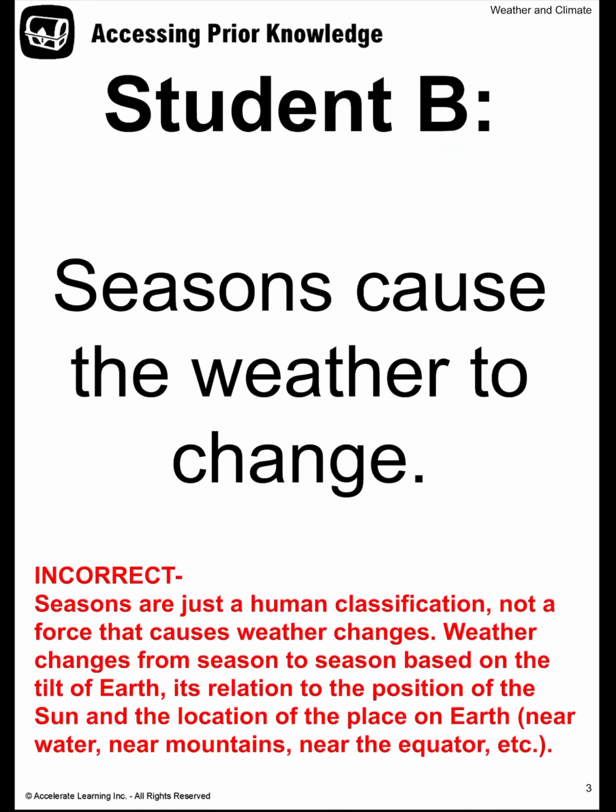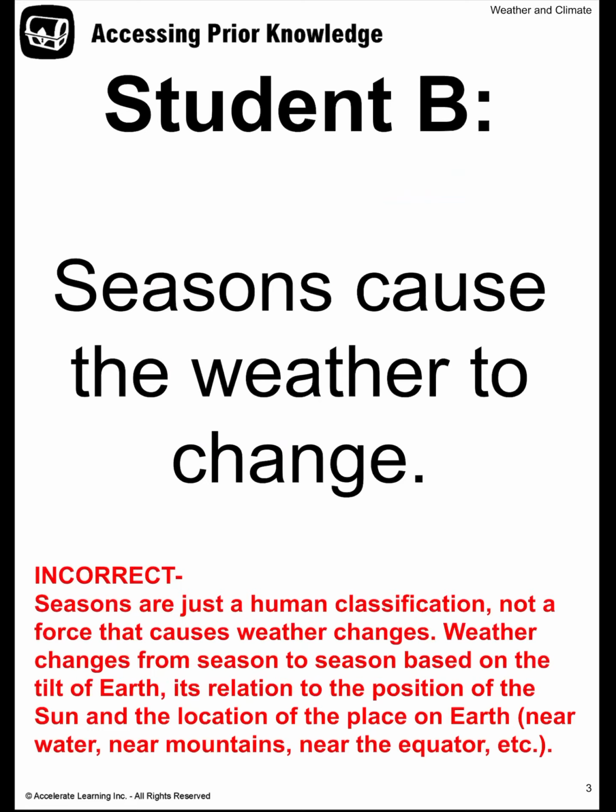Student B is also wrong. Seasons do not cause the weather to change. So here's something interesting. Seasons are just a human classification. We made those words up, not a force that causes the weather to change. Weather changes from season to season based on the tilt of the earth, its relation to the position of the sun, and the location of the place on Earth. So whether it's near water, or near mountains, or near the equator.